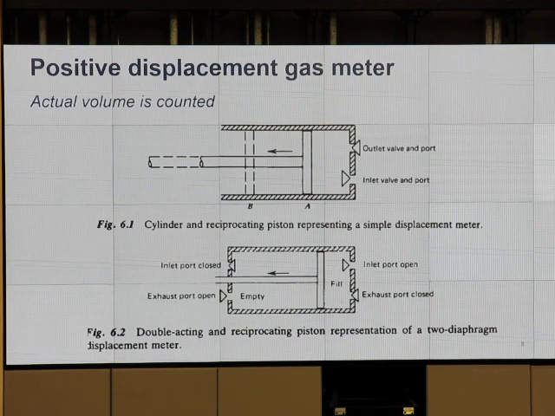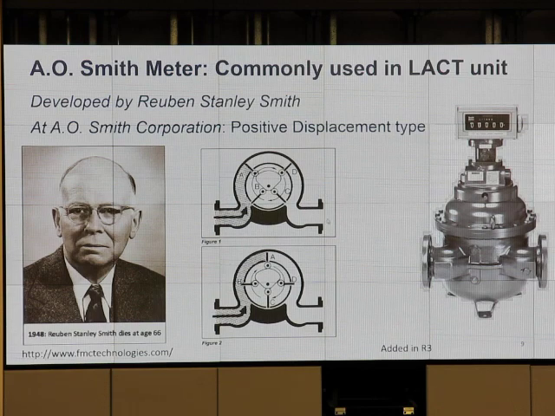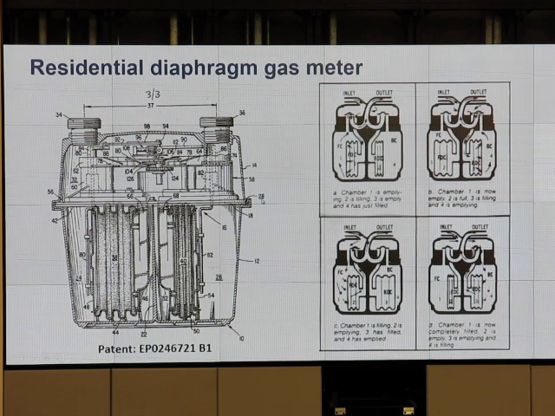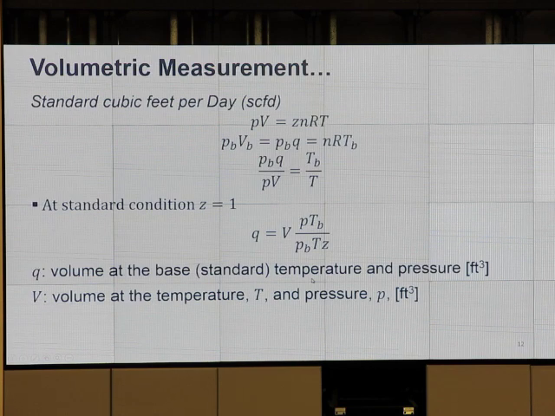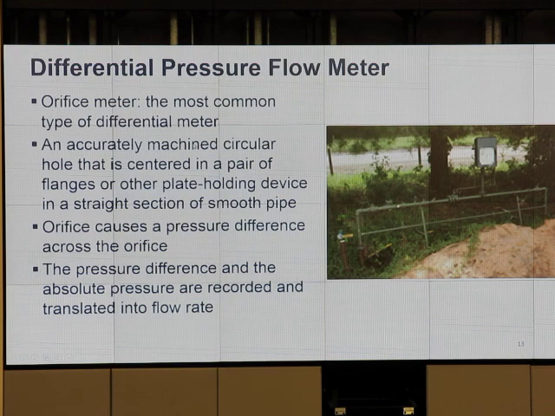Positive displacement type measures the volume directly, and the one that we use on the lab unit is the A.O. Smith sliding vane. Okay, and this is the one that we use. Diaphragm type, we use it for residential gas meters. At home, we measure how much gas that we use, how much natural gas. It counts the volume directly too. For sliding vane, this is how the calculation is done: the number of registrations multiplied by each volume. We don't focus much on that. We will focus more on the orifice plate.